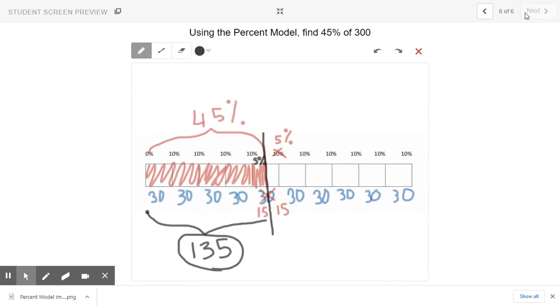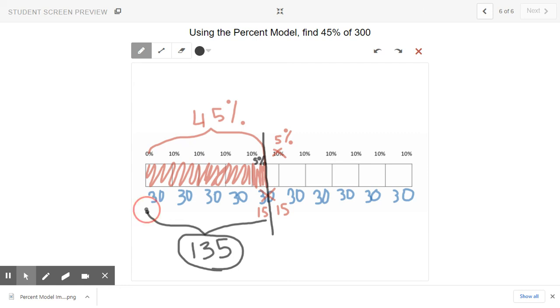Using the percent model, find 45% of 300. So if the whole thing's out of 300, that means each box represents 30. Now we're going to shade 45%, so shade 4 boxes, so 40% plus half of the next. So when I look at this, that last 30 that's shaded gets split into 15 and 15.